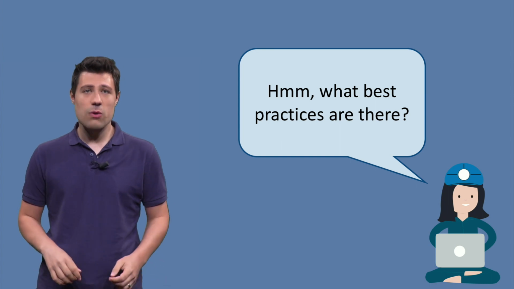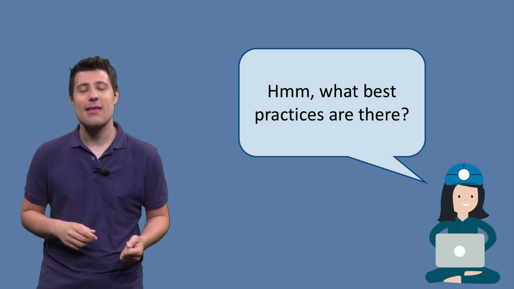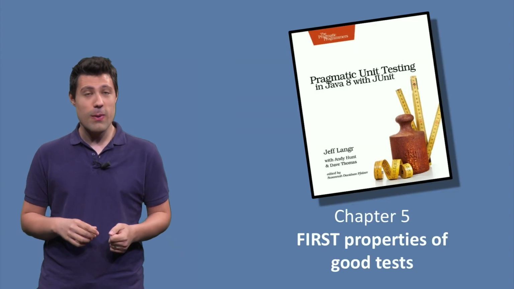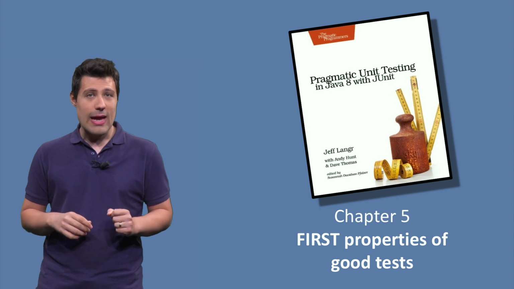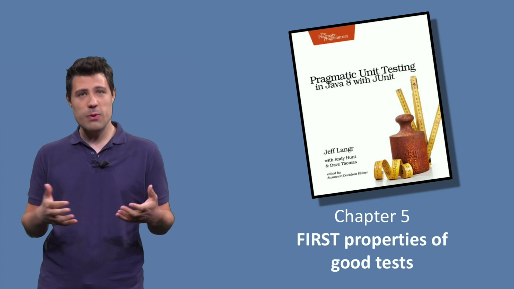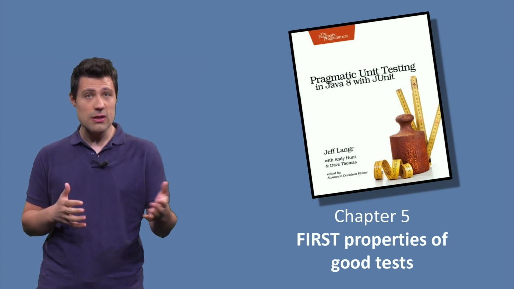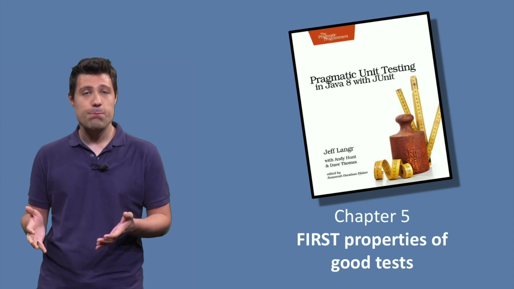But before starting to talk about bad practices, let's discuss some best practices, right? And what I'm gonna tell here is based on chapter 5 of the Pragmatic Unit Testing book. And the chapter is called First Properties of Good Tests. And it is first because FIRST, each letter means something. And that's what we're gonna explore now.